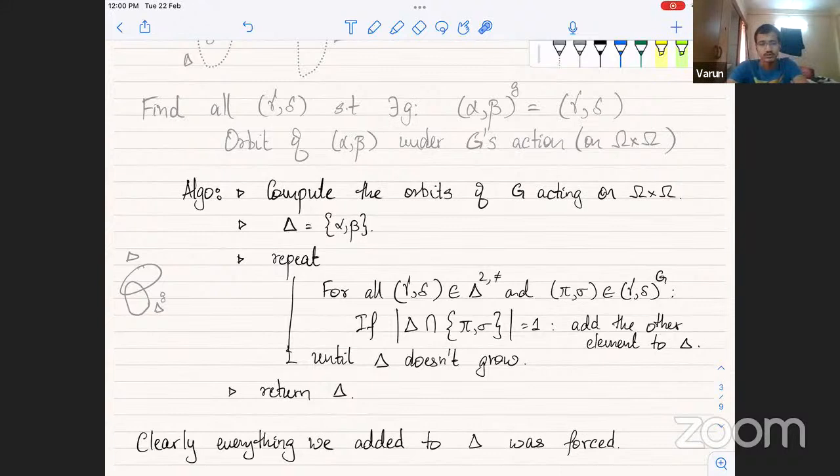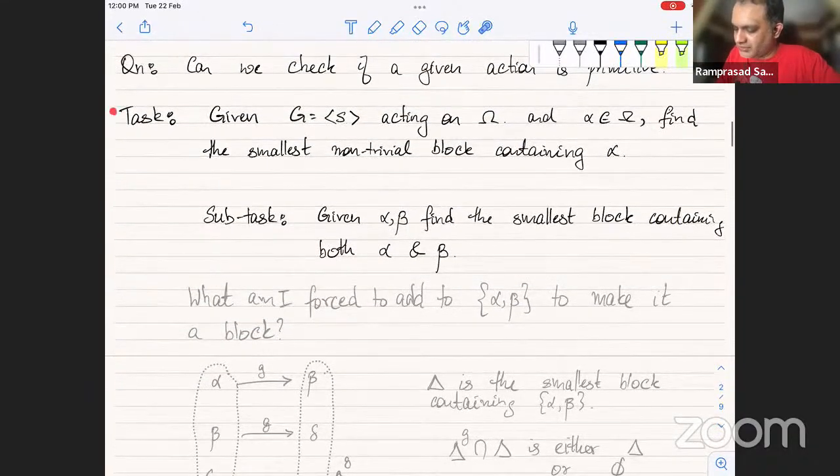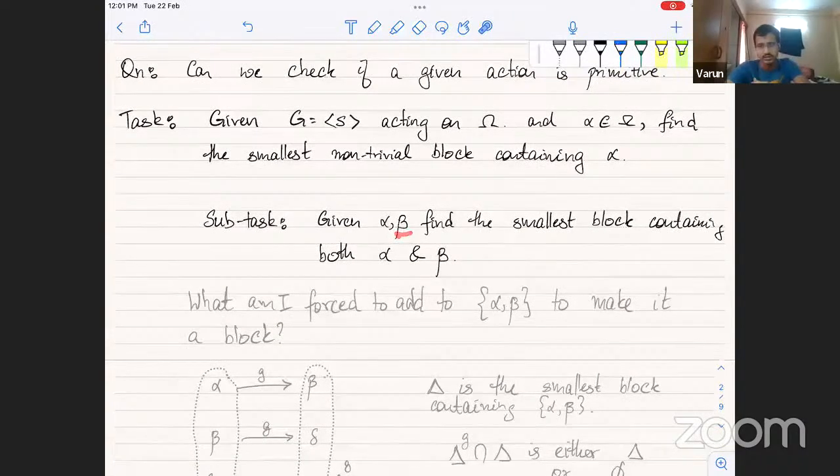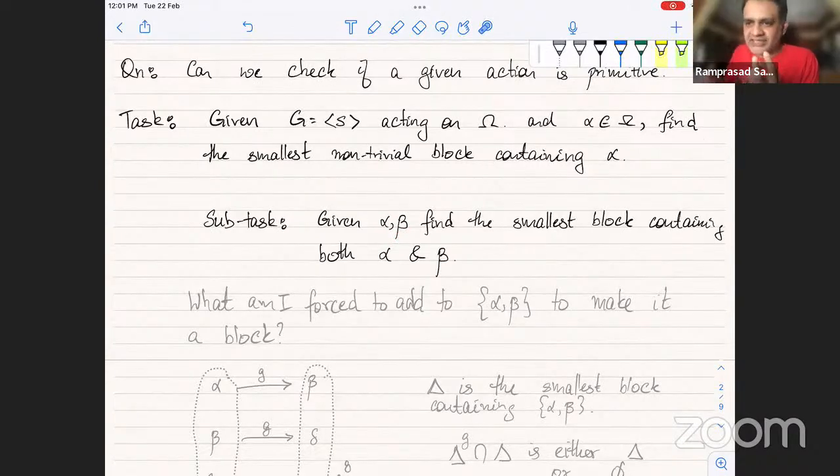Here, we are still working with just pairs of elements. In order for the previous task of figuring out the smallest block, if at all you want to find a non-trivial block, it must contain at least two elements. So for every choice of beta, you will figure out what is the smallest block that contains alpha and beta. If any of these answers were non-trivial, then you know you have found one such non-trivial block.